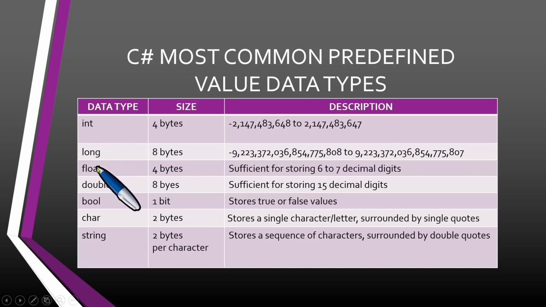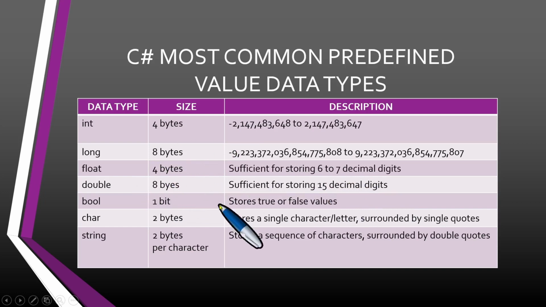And then for floating point values, those numbers having decimal points, you can use a float or double. The only difference again is the size. If you want to store, for example, 6 to 7 decimal digits, use float. Or if it's more than 7, let's say up to 15 decimal digits, use a double.